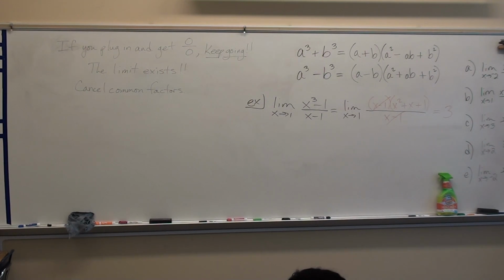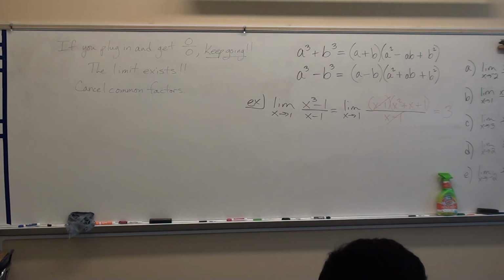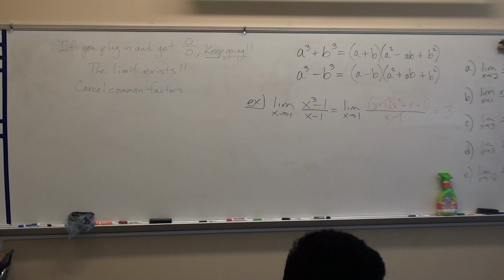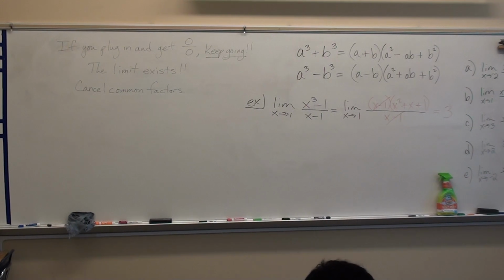Okay, this one, we get 0 over 0. We're going to have to do what? x plus 2. What's our favorite F word? Factor. Okay. So we end up with a limit of -4.